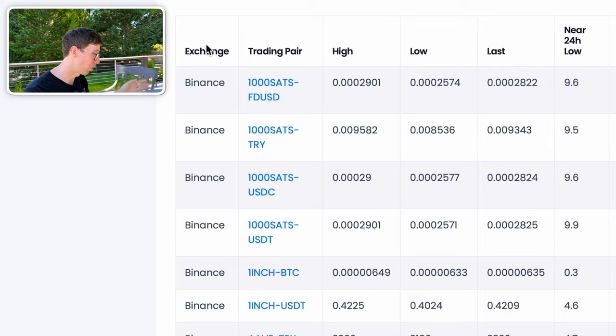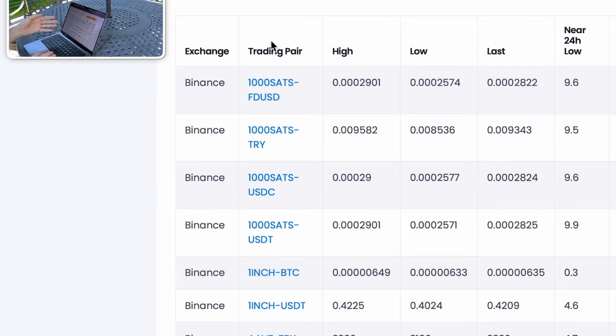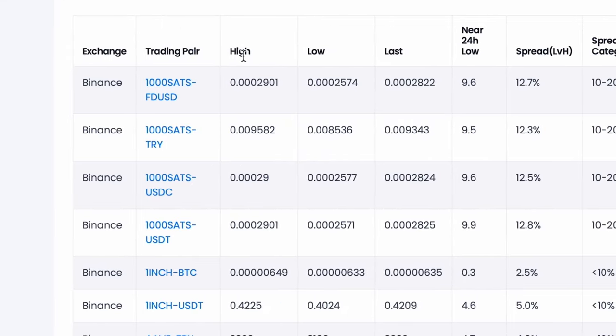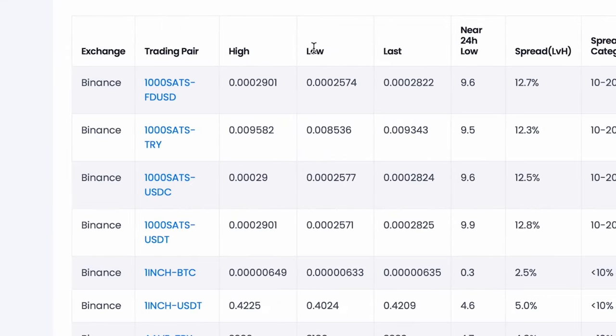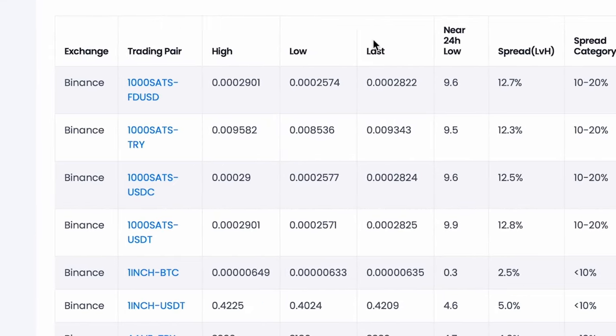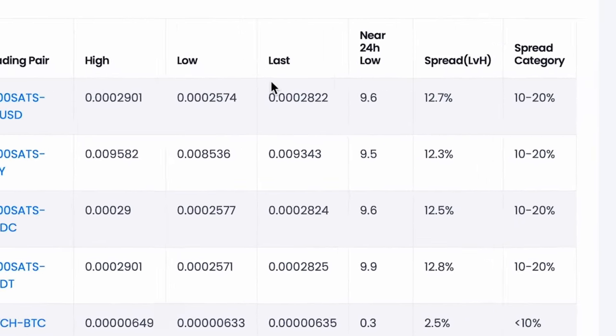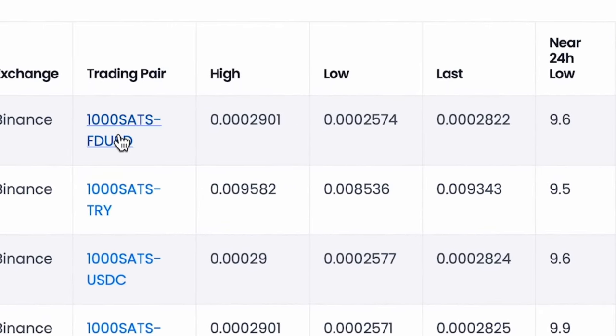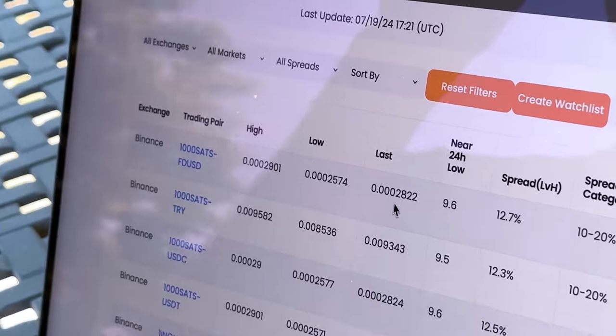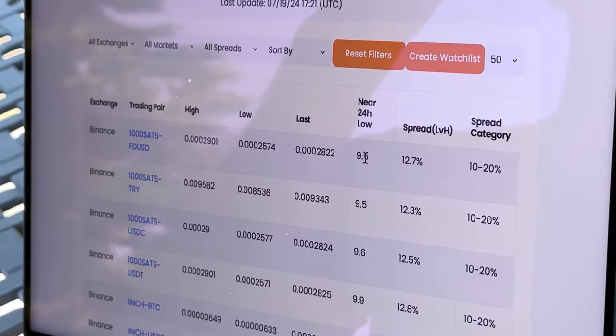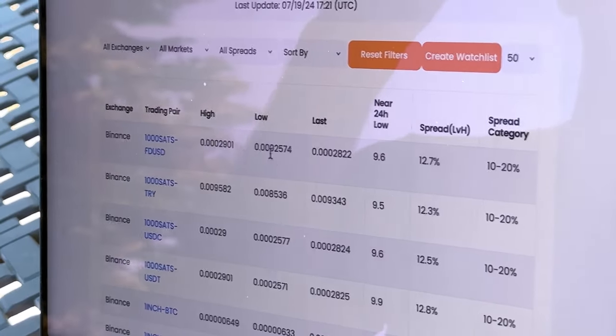You can sort by the exchange, you can see the trading pair for the exchange, the rolling high of the last 24-hour period, the rolling low of the last 24-hour period, and then the last recorded price. The near 24-hour low is different. What we do is we look at the low price of 1,000 sats and the last price of 1,000 sats. And last price is 9.6% higher than the low.